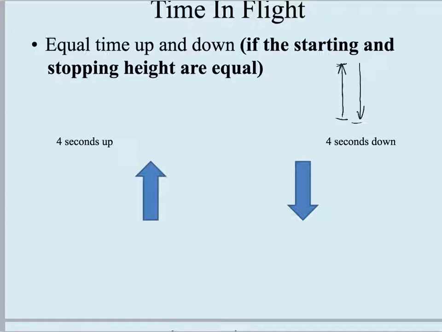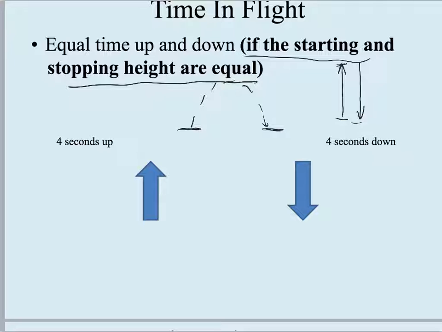When you launch an angled projectile, as long as its starting height and its finishing height are the same, the time it takes to reach max height is equal to the time it takes to get from max height to the ground. But it's very important, and notice this in boldface here, if the starting and stopping heights are equal.